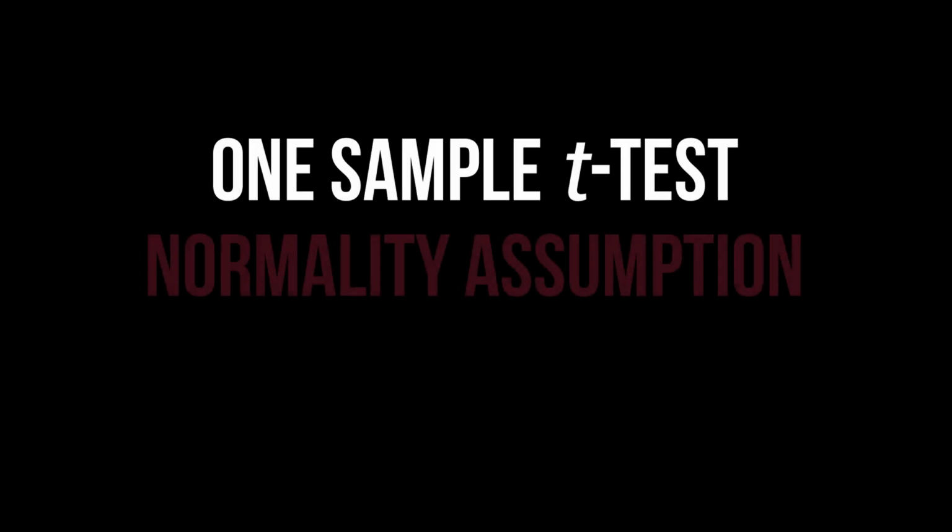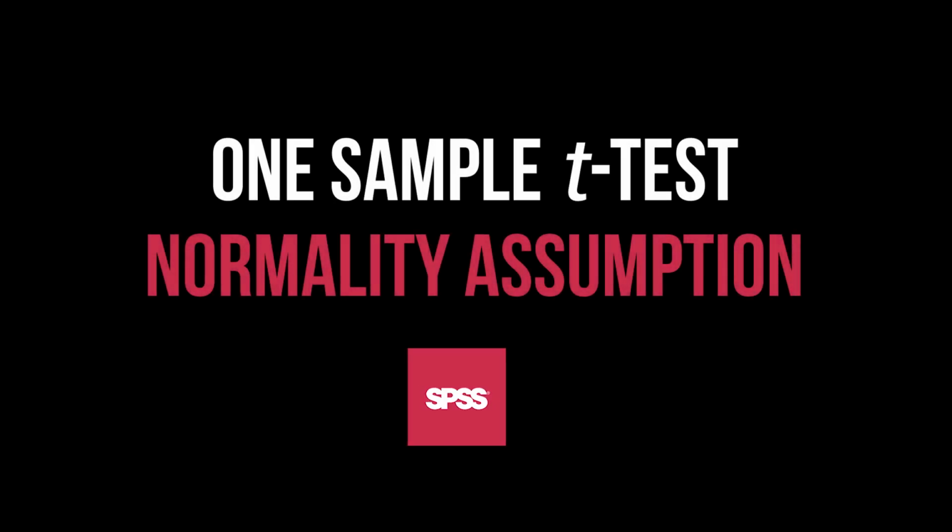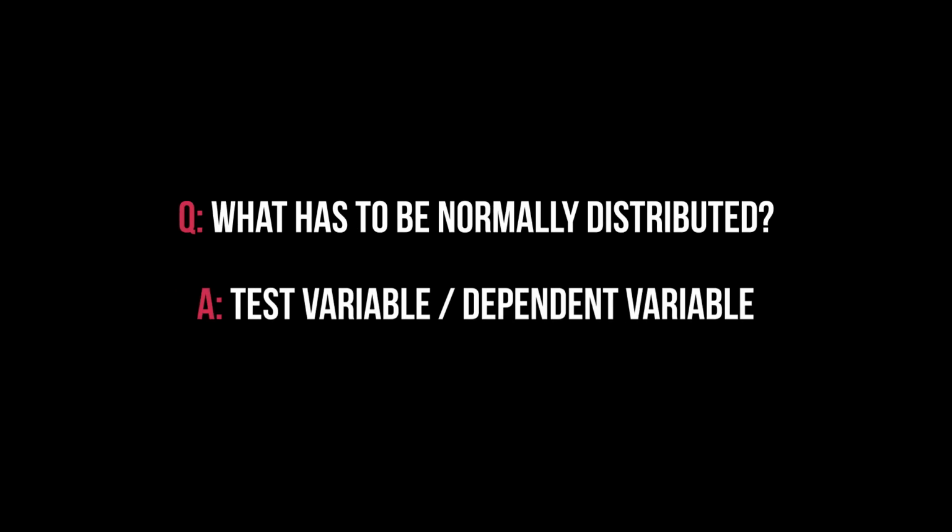This video shows how to test the normality assumption as a requirement for the one-sample t-test in SPSS. First question, what has to be approximately normally distributed? Since we only have one variable, the test variable, this is what we test for normal distribution. There are three possible ways to test this.